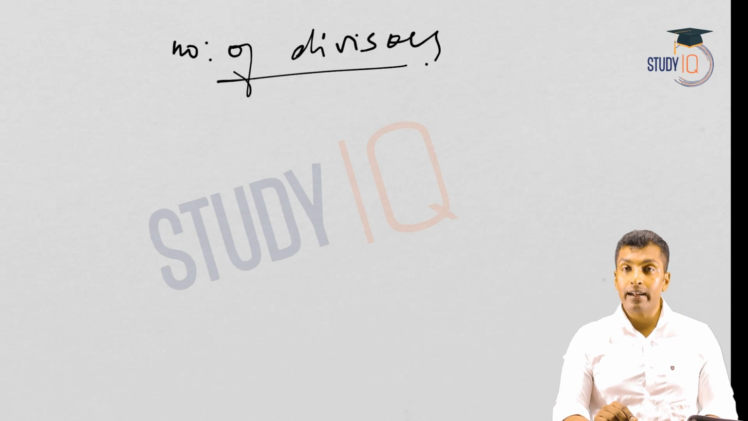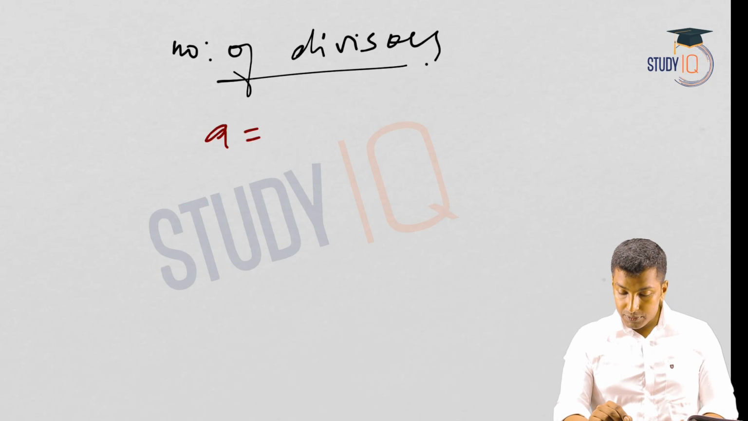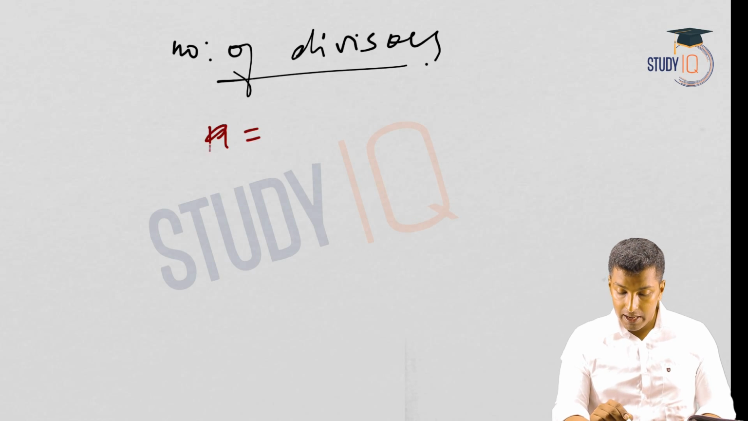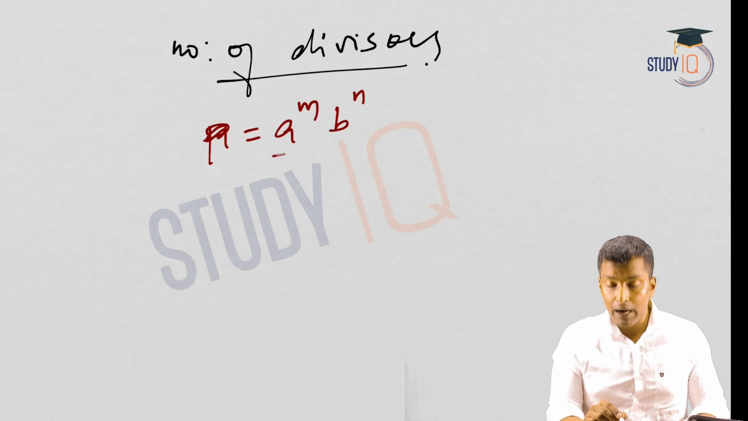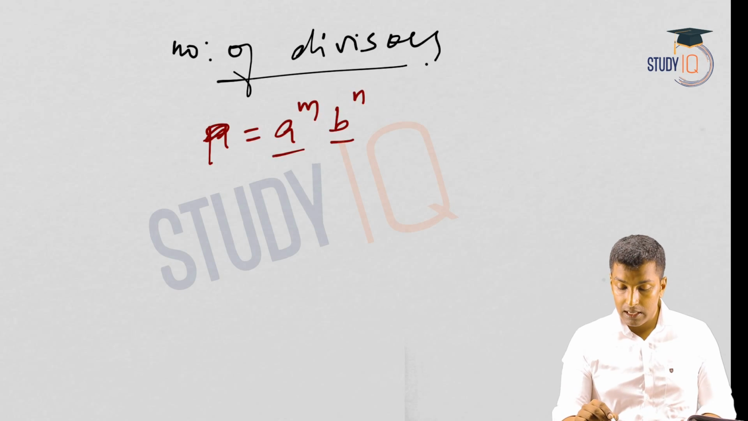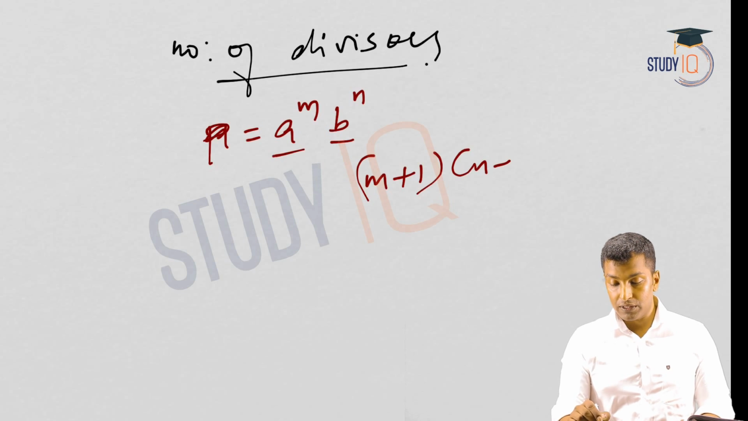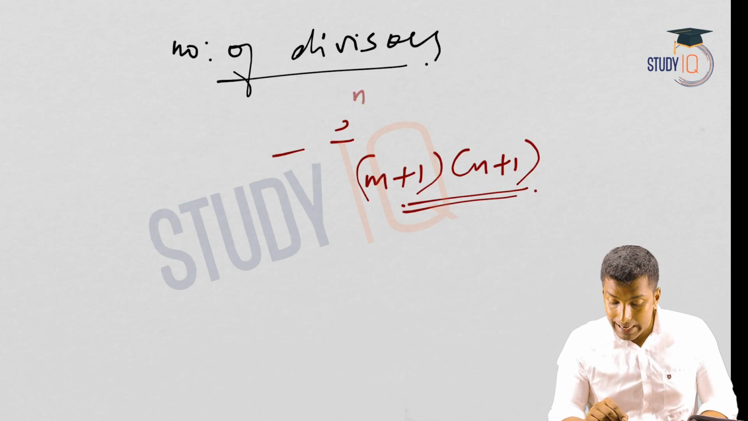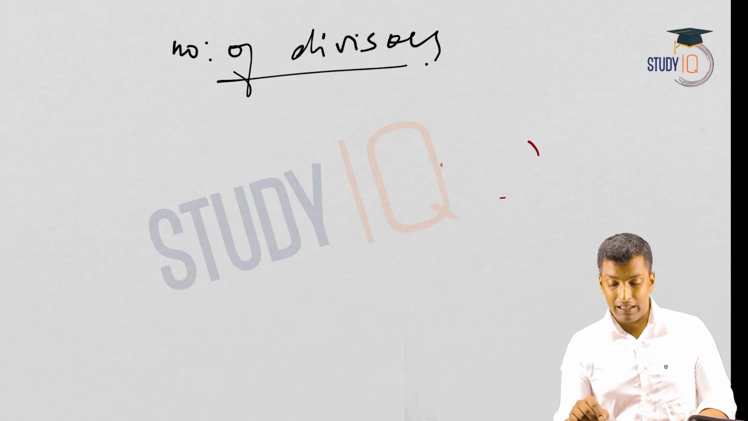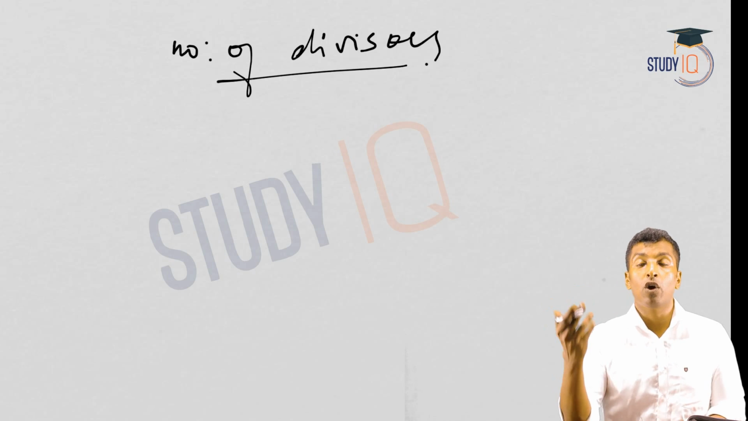So if you can write a number p in terms of a raised to m and b raised to n, where a and b are prime numbers, then the number of factors is given as (m plus 1) into (n plus 1). I hope you remember this. Now let me tell you how you are getting this formula. There is no point in talking about the formula alone, but I will tell you the logic.